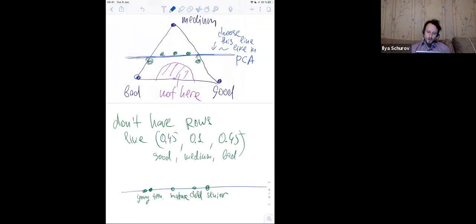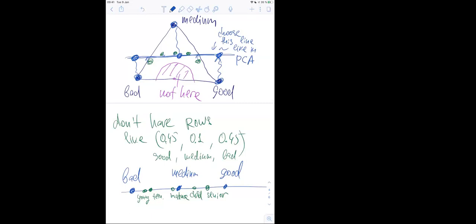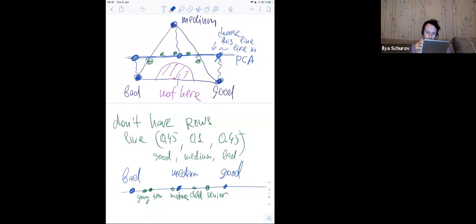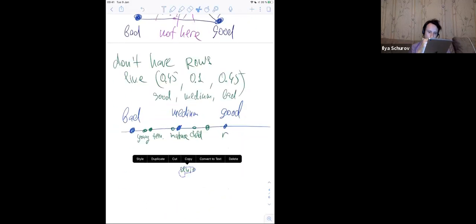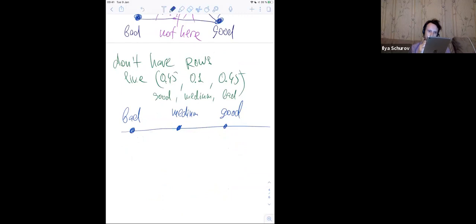Note that it is also possible to project these points to the same line. We will get some point here. If this is bad, we will get some point here. This is medium. And we will get some point here, which is good. Need to change bad and good? Yes, you're correct. So my picture, let me redraw all these labels. Otherwise, it doesn't correspond to what I said before.